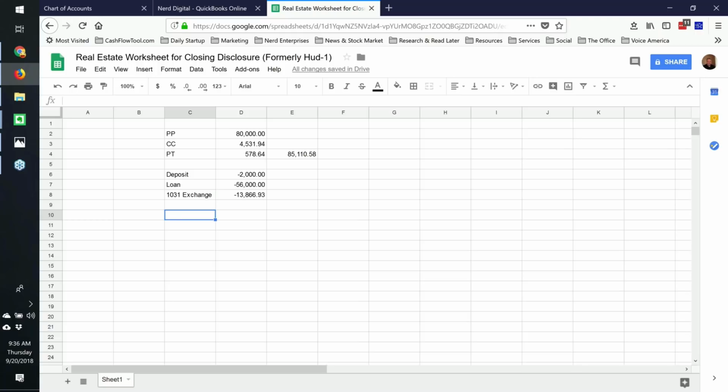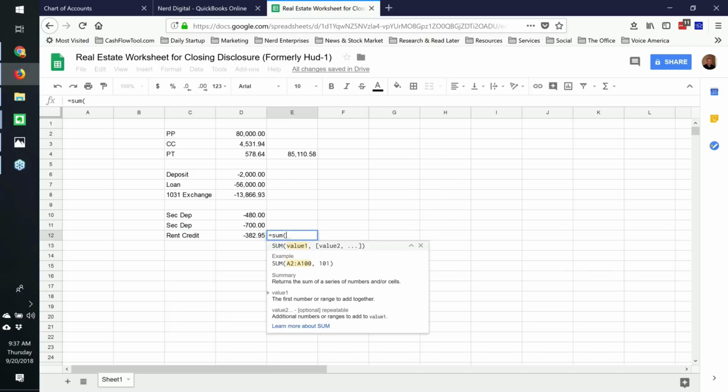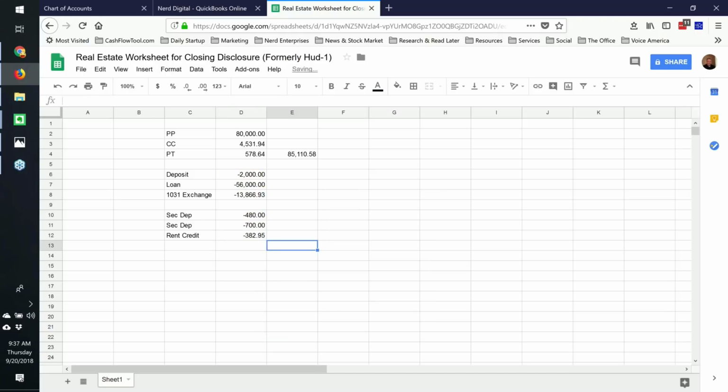And then we have the actual rental property related stuff next. So we have security deposits, right? We had one for 480 and we had another for 700. Okay, and then we had a rent credit for 382.95. Okay, and then we're going to subtotal this part because it should add up to that 73,429.88 that they showed us for this whole section.